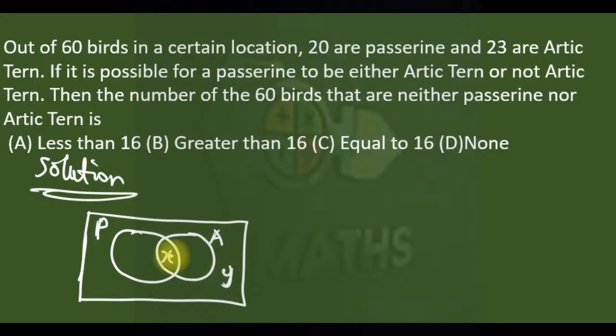So let X be the ones that are both passerine and Arctic tern, and Y the ones that are neither passerine nor Arctic tern. Our main aim is to find Y. They told us we have a total of 60 birds, and out of it 20 are passerine. So the total here must be 20, whether it's both Arctic tern or passerine, so we must subtract the one that is common to them. So we have 20 minus X. And for Arctic tern we have 23, so we have 23 minus X.